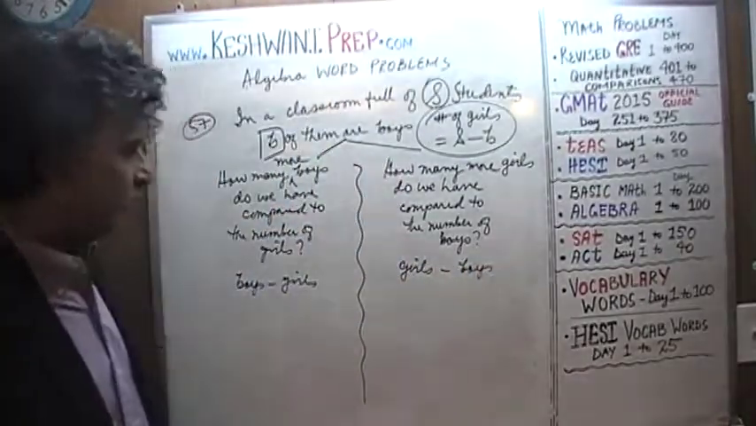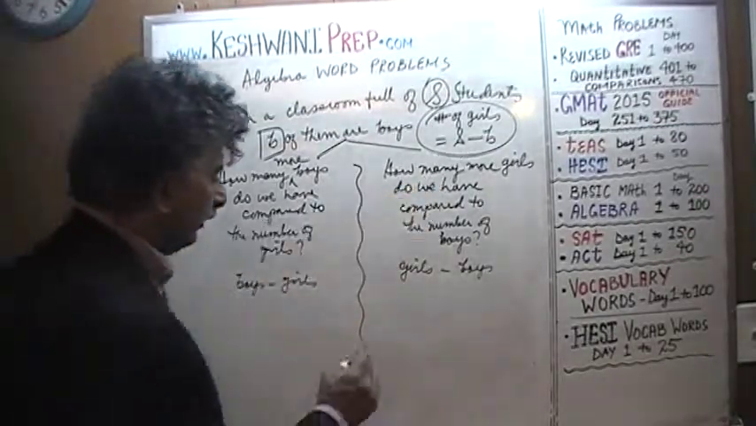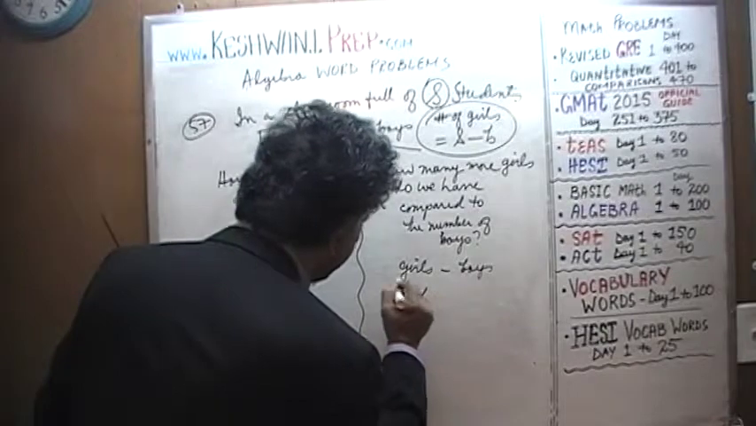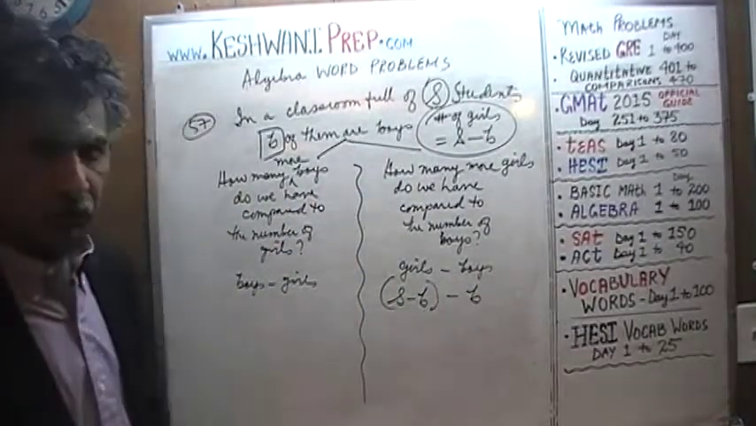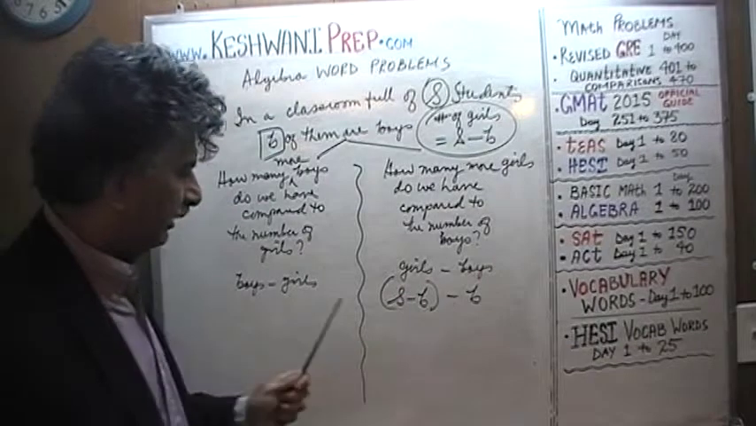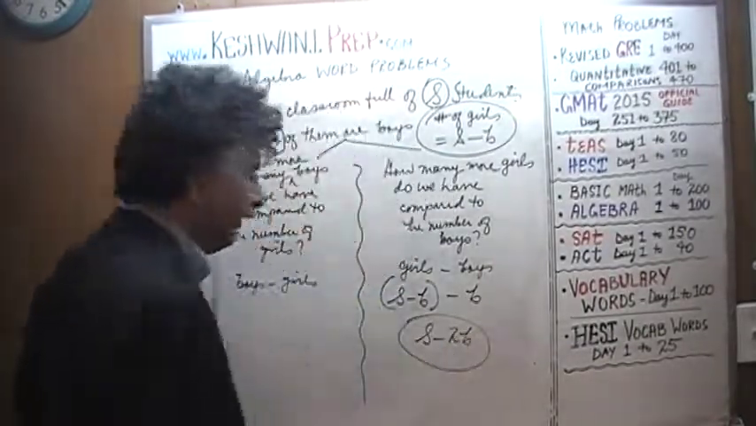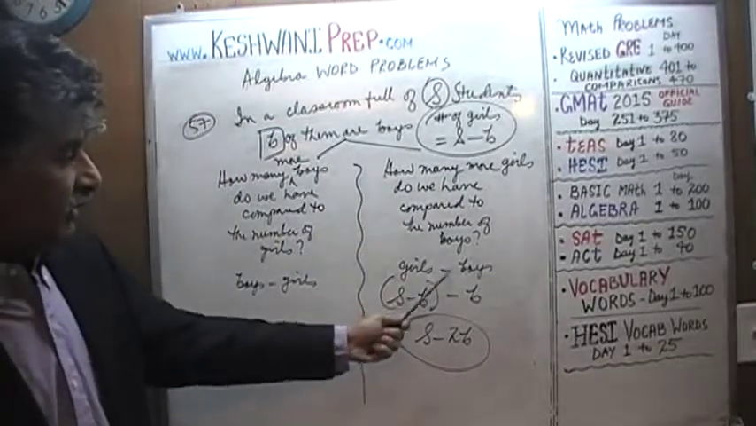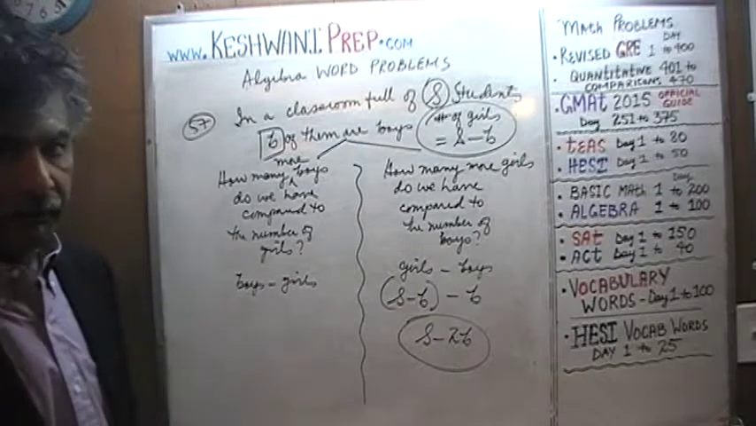Let's take care of the girls first. How many girls do we have? That's S minus B. So S minus B minus B. That's the number of girls, that's the number of boys. That's it, we're done. S minus B minus B is going to be S minus 2B. Our final answer, if the question was how many more girls do we have compared to boys, is S minus 2B.